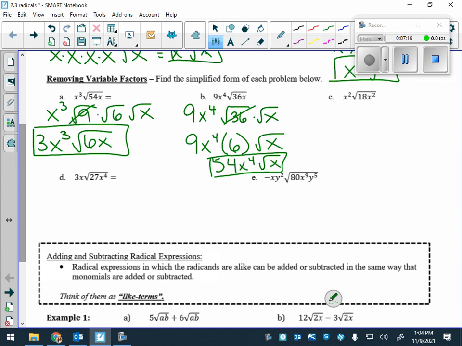Okay? How about C? We have x squared on the outside already. x squared on the outside. What else? What's happening?